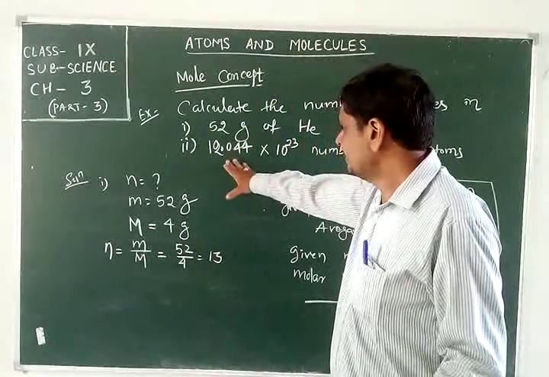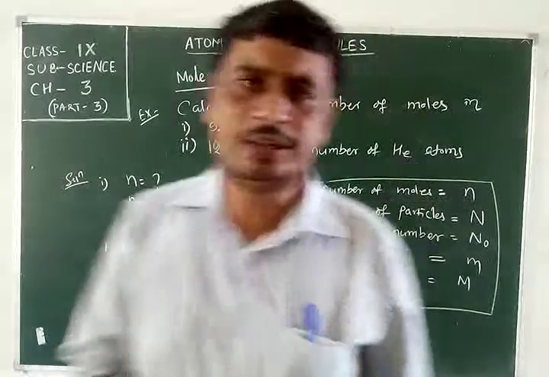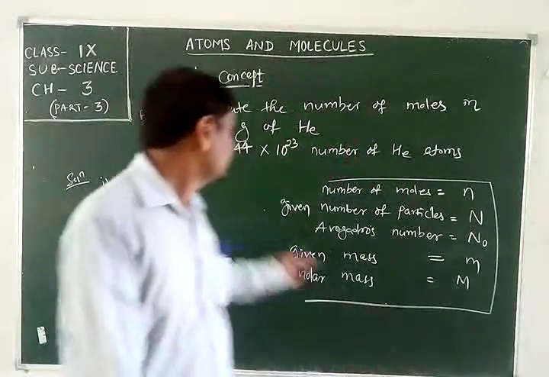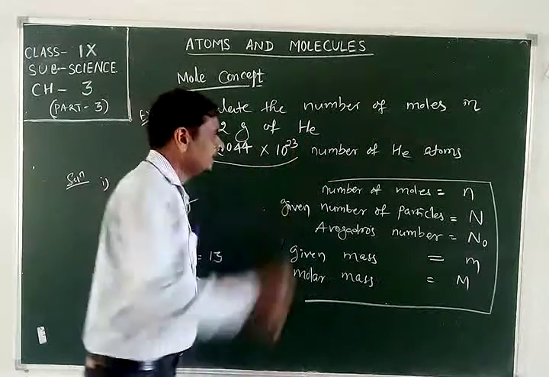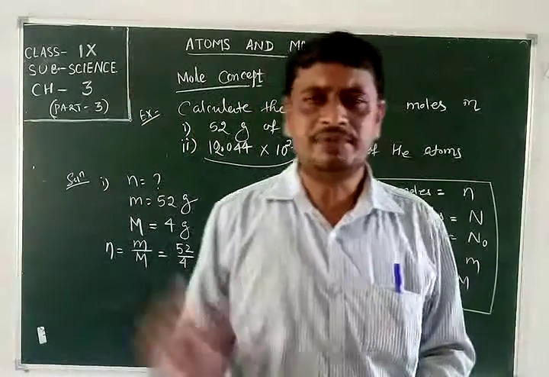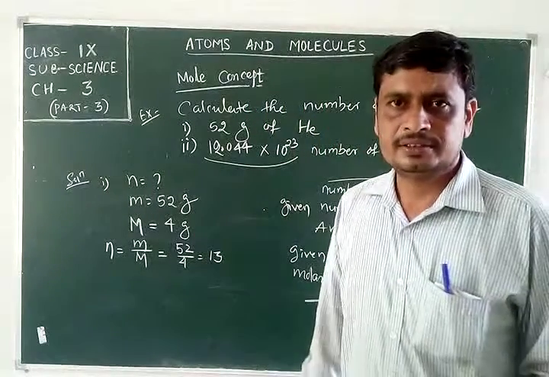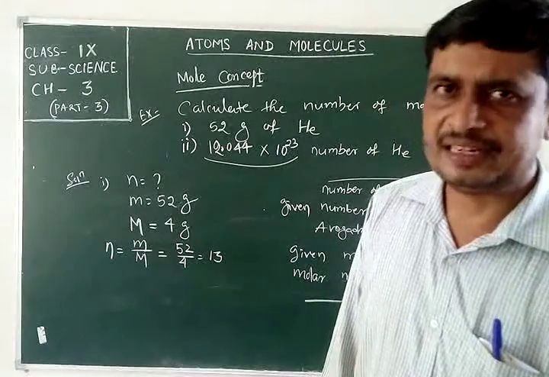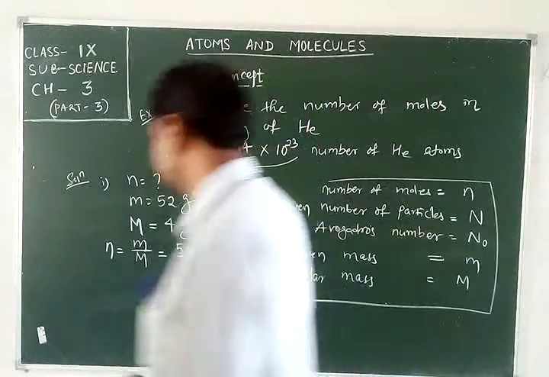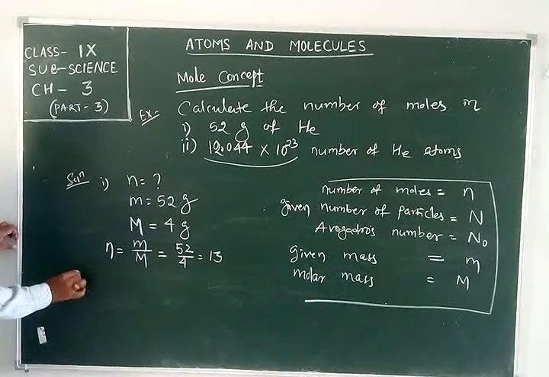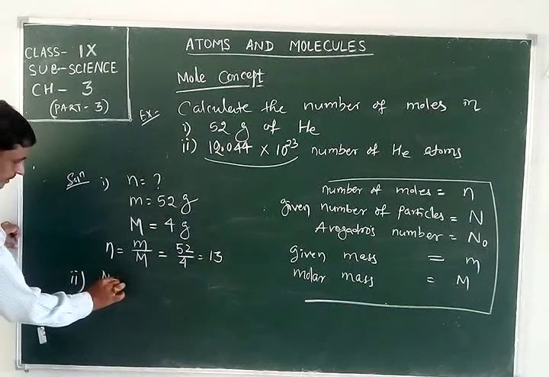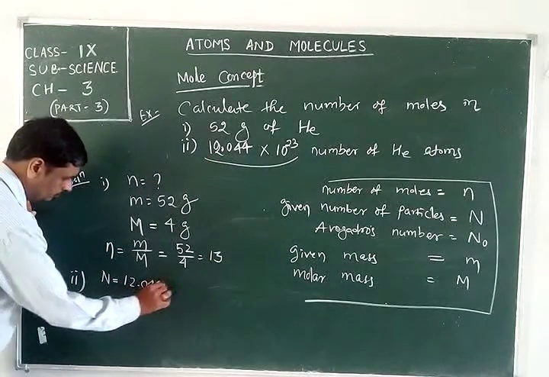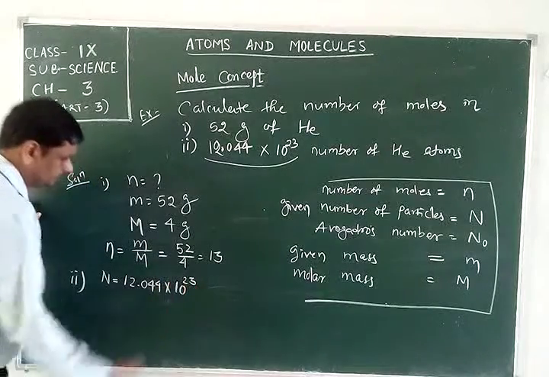Second case, when it is given 12.044 into 10 to the power 23 number of helium atoms. This one is given as a number. The number of helium atoms is given, that is capital N. Number of particles or number of atoms, given number of particles. Second case, capital N is given as 12.044 into 10 to the power 23.